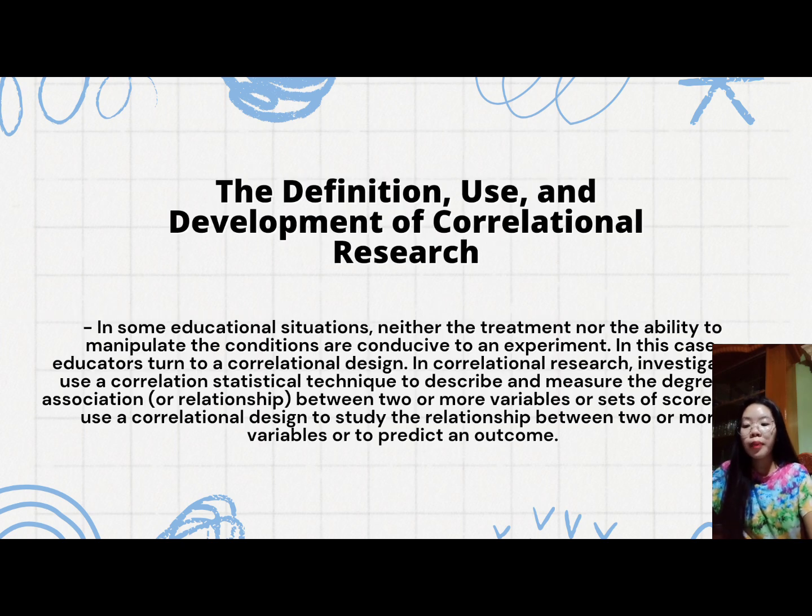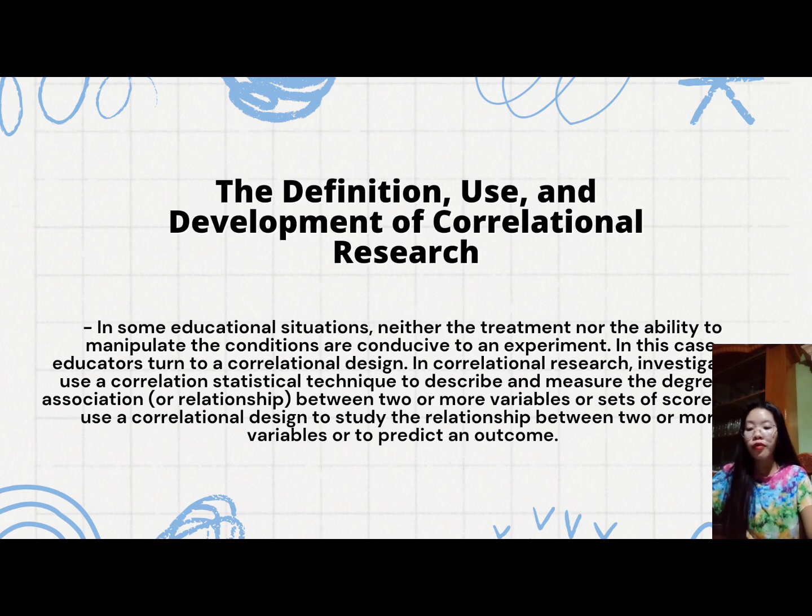So the next is key ideas in the chapter or the definition, use, and development of correlational research. So in some educational situations, neither the treatment nor the ability to manipulate the conditions are conducive to an experiment. So in this case, educators turn to a correlational design. So in correlational research, investigators use a correlation statistical technique to describe and measure the degree of association or the relationship between two or more variables or sets of scores.